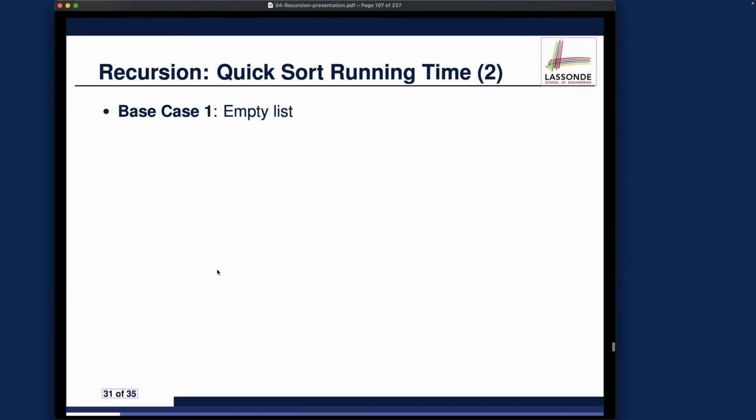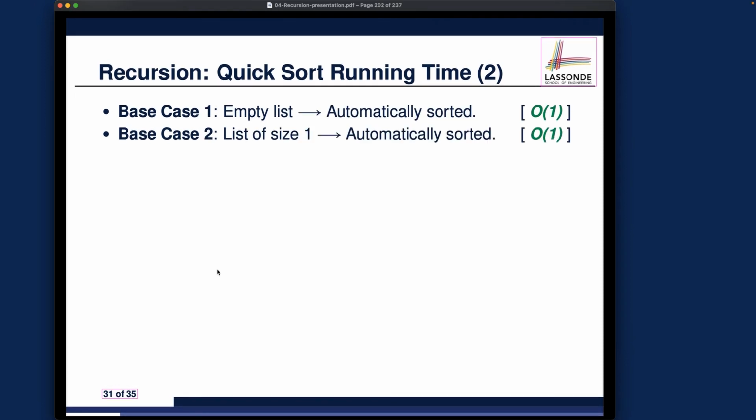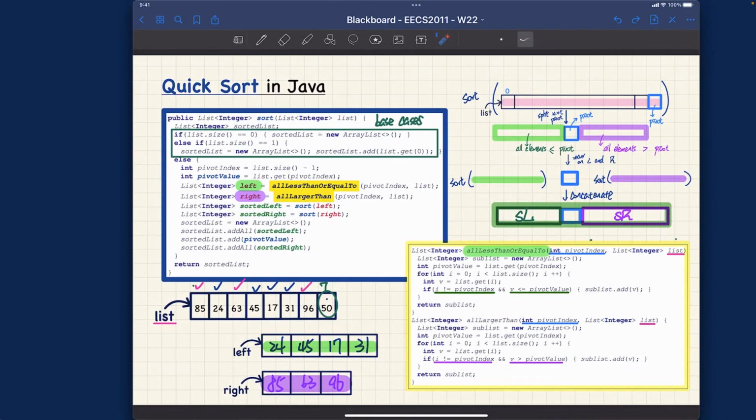Let's start with the base case. For the 2 base cases, either an empty list or a list with only one element, a singleton list, both will just take a constant amount of time to sort. Basically, no work to do. That one's really straightforward. You can see base case number 1, when the input list is of size 0 or size 1, both of them will just return the empty list or the singleton list. So big O of 1, which is the same as the case for merge sort.